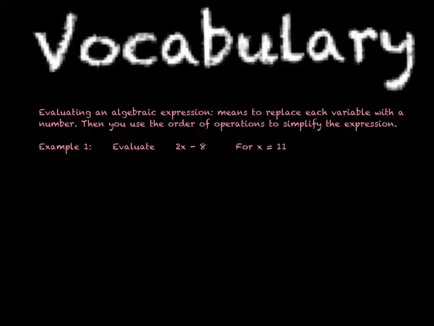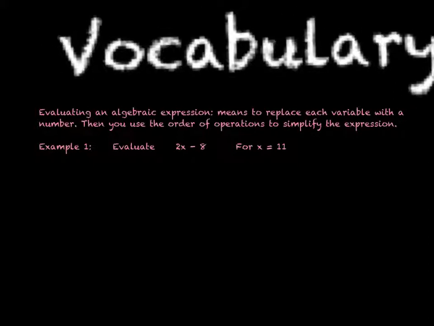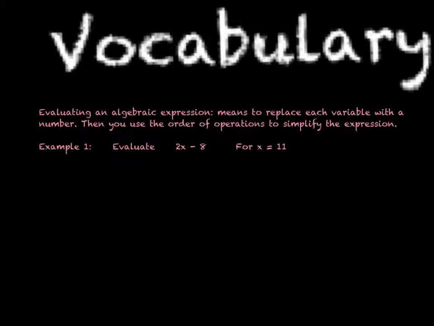In order for us to evaluate this expression, I'm going to replace that letter x, that variable, with the number 11. Notice when I go to copy down my expression, which should be my first step, if I put 2 and I put that 11 in for x right next to each other, that looks like the number 211. Again, I want to place my dot to show that I'm multiplying because 2 right next to x indicated that we should have multiplication, and then I still need to write down my minus 8.